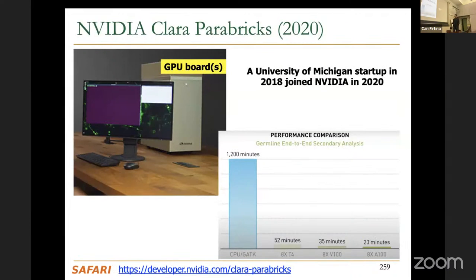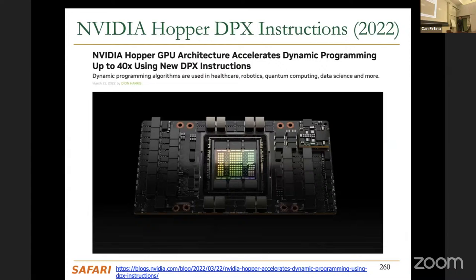This is also a nice example of how relatively simple ideas can turn into money. This is an example from a startup in 2018 by a few undergrads. They designed a GPU implementation that can perform a certain operation in genomics extremely fast compared to the state of the art way of doing it. NVIDIA realized the opportunity and bought up this startup relatively quickly. So you can even gain a few million US dollars by simply solving important problems.